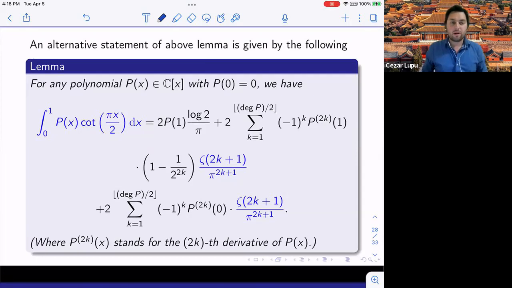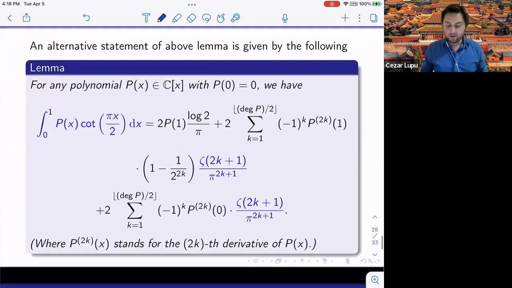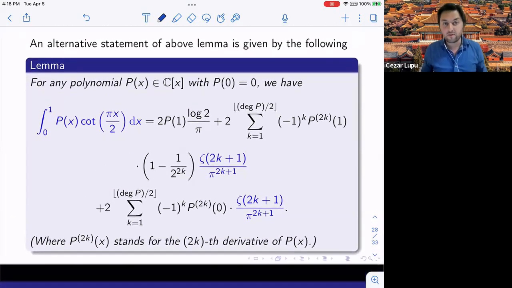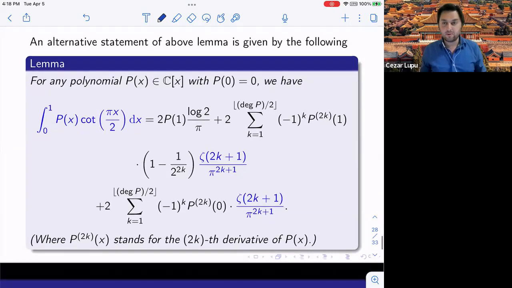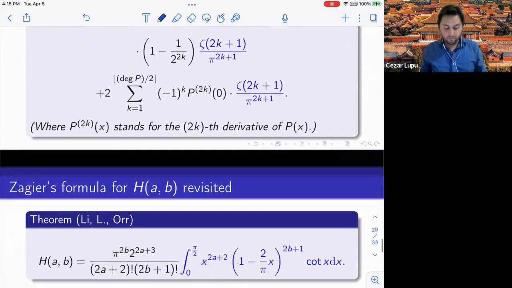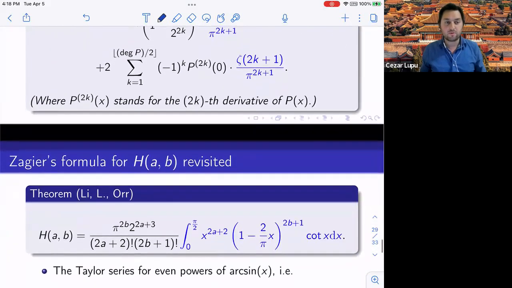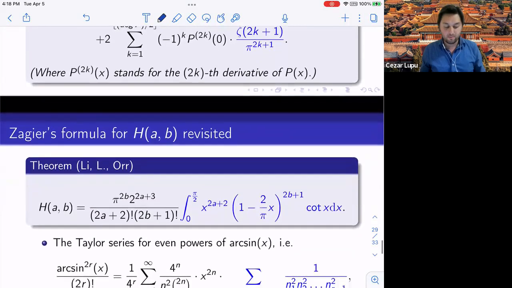So if we consider a polynomial, we can express this integral of a polynomial times cotangent in terms of this finite sum involving odd zeta values and values of the derivative of the polynomial. All right, so that's all that we need at this point. Now we are ready to prove Zagier's formula and Murakami's formula.